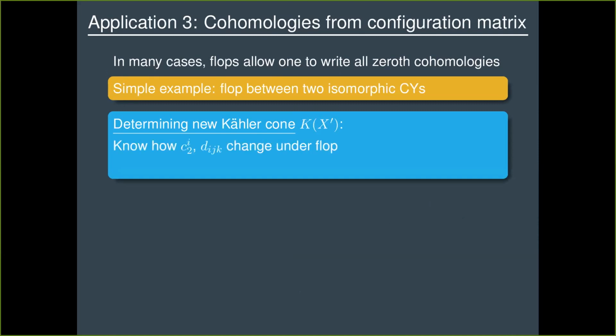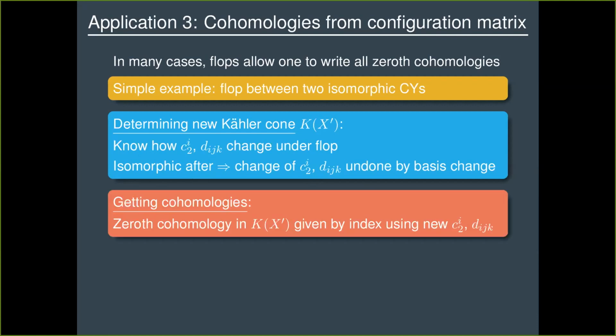It's well known how objects like the triple intersection numbers or the second Chern class of your space change under a flop. They're changing because you're removing a curve and putting in a new one. So things like intersection numbers certainly change, but it's well known precisely how they change. And the fact that the space afterwards is just the same as the original Calabi-Yau means that the change of these objects must be undone by a basis change, meaning you rotate your basis from the Kähler cone of the original space to the Kähler cone of the space afterwards, and these objects should go back to themselves.